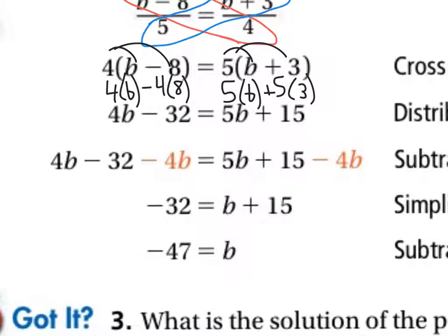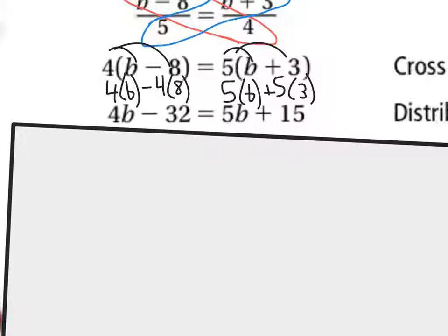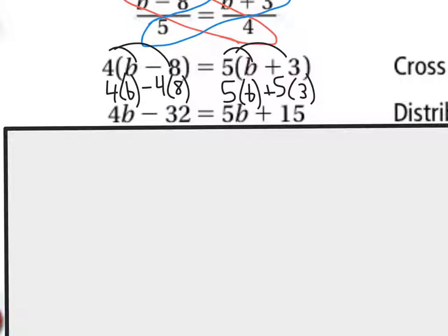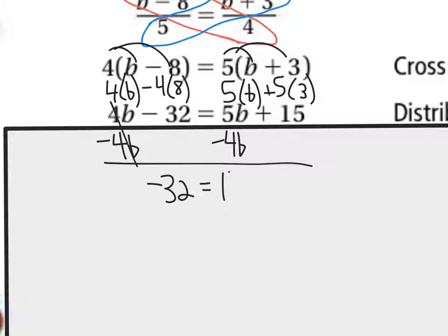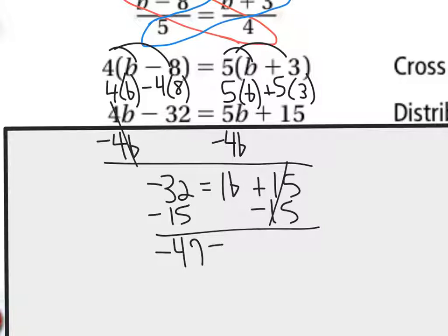At that point, we have a variable on both sides of the equation. Again, our work is going to look a little different than the book. We can get rid of the one with the smaller coefficient if you like dealing with positive numbers. So we could subtract 4b on both sides. And then they're adding 15, we can subtract 15. That's 1b, that's the same as b. You can divide by 1 if you want, but it's not going to change anything. So b equals negative 47 would be our answer.